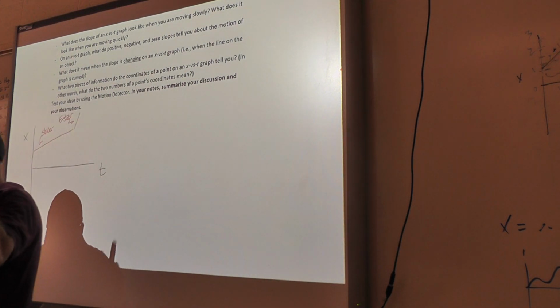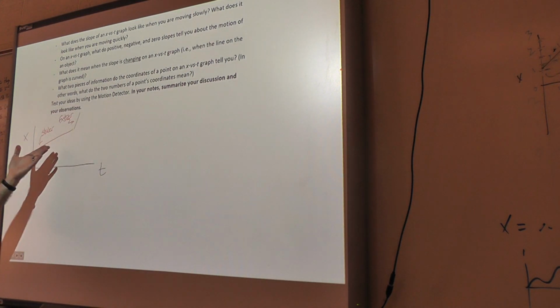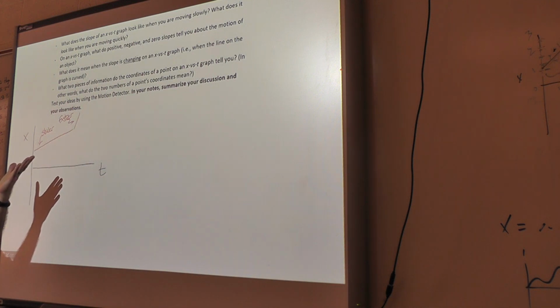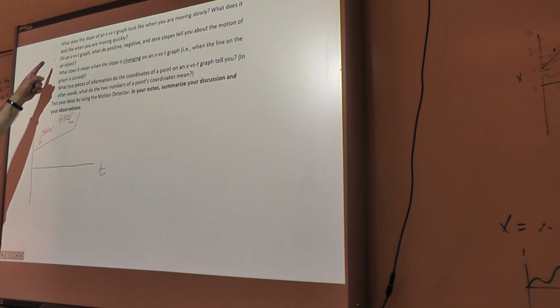Is it fast? You would need to know what's moving and what the units are, right? So there's no universally accepted number that makes a speed fast. Fast for a baseball is very different from fast for a wiffle ball. All right, so the steepness of the slope tells you the speed of your motion.